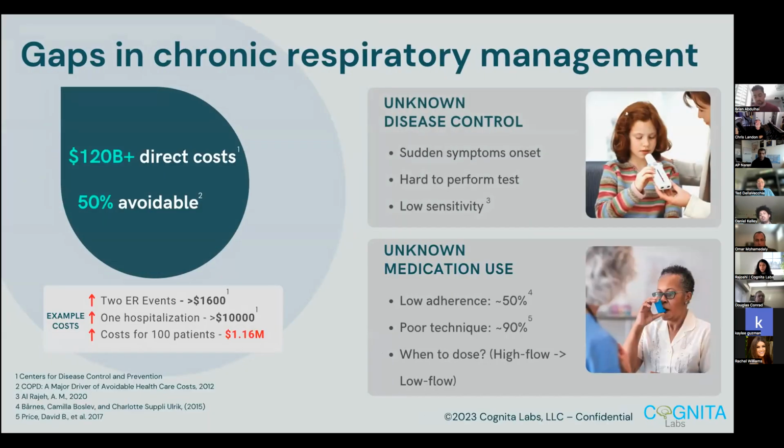Our primary focus has been on gaps in chronic respiratory management. Especially for asthma and COPD, a lot of patients aren't aware of the disease control at home. So often it leads to exacerbations, which come with sudden symptom onset. That's because, at least in that population, they don't generally perform regular lung function testing or other lung function measurement modalities at home that can give them a sense of their disease control.